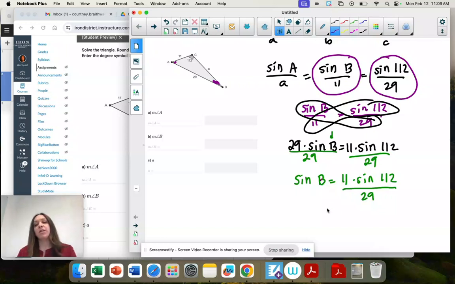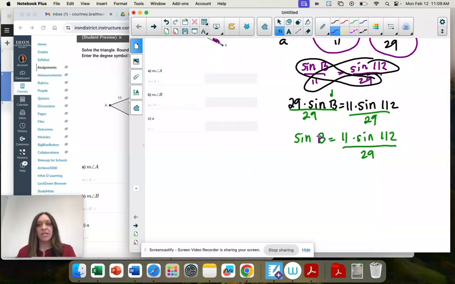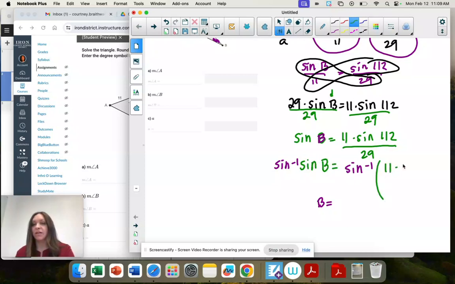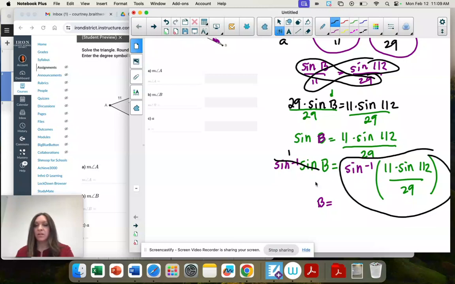Every time you round, your answer gets further and further away from the correct answer. So I want you to think, what have we learned about getting an angle by itself? I want to get rid of sine. What's the opposite of sine? Do you remember? It's sine inverse. So you take sine inverse of both sides. I'm going to take sine inverse of sine of B and sine inverse of this whole thing. What happens over here on the left is sine and sine inverse, that's just 1. And that's how we get B by itself. And then this whole thing goes in the calculator, just like that.